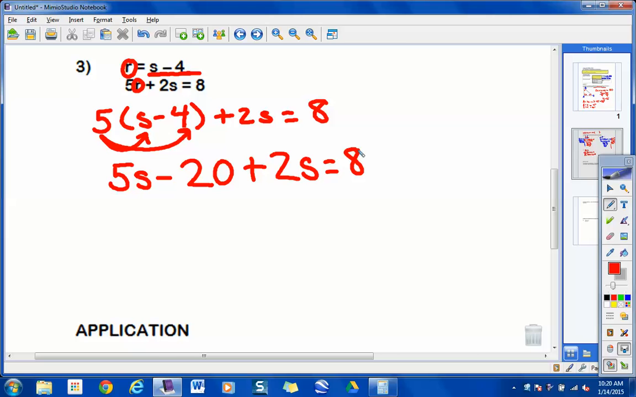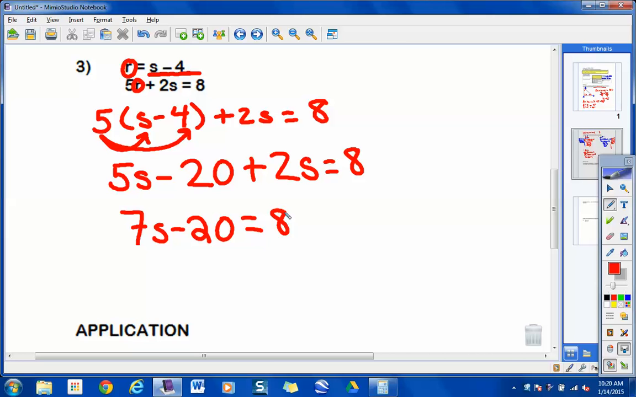Good. Hey, looking at the left side, how about my like terms now? Any like terms? 5S, 2S, both positive would get me a 7S. Minus 20 is equal to what? 8 up here, right? Hey, we're on a 2-step equation. Add 20 and divide by 7.